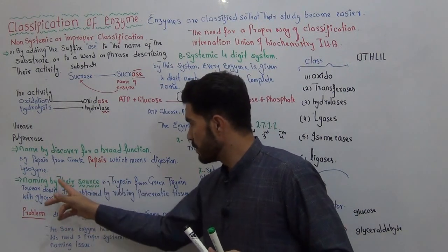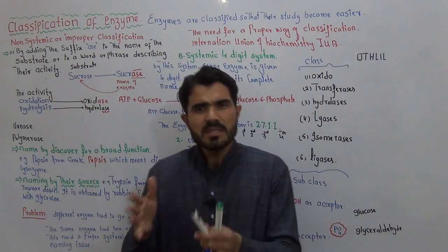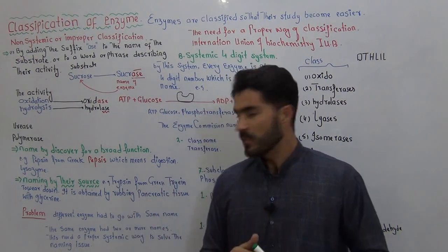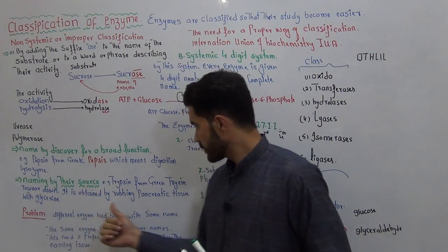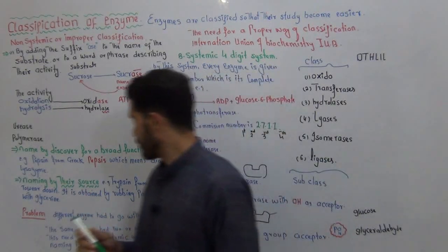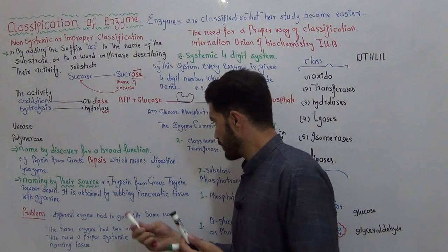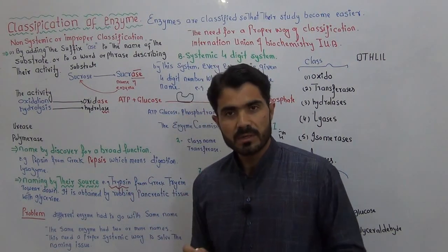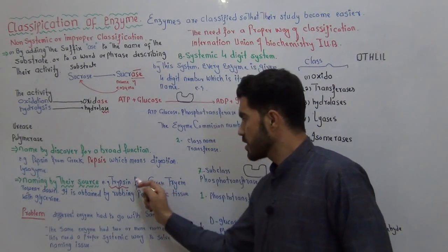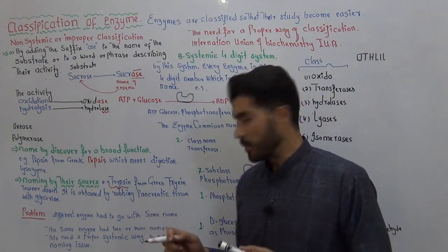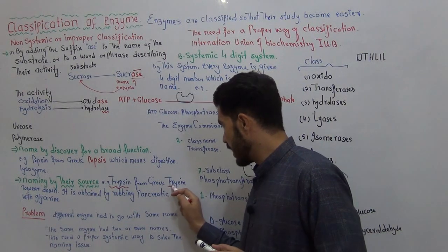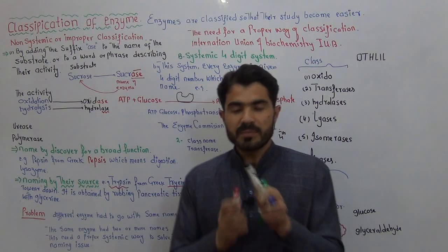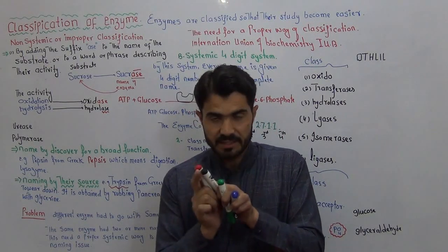The third one is the naming by their source. Some enzymes were given name according to the source. For example, there is an enzyme that we call trypsin. This one, trypsin, is another enzyme. Why was this name given as trypsin? Because this trypsin word comes from a Greek word, triene. And triene means if you rub something with another thing, this is called triene in Greek.